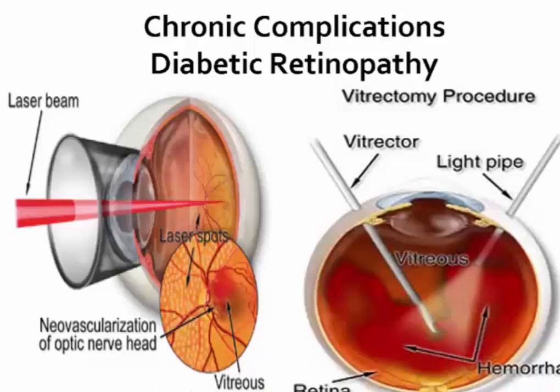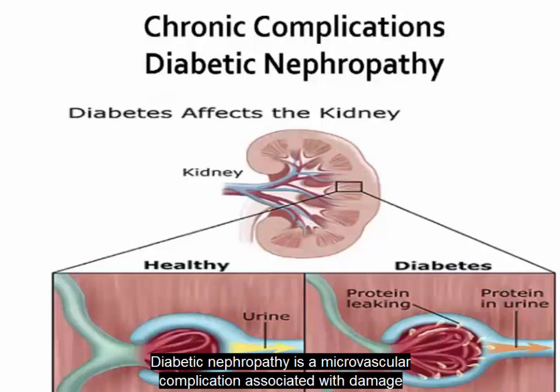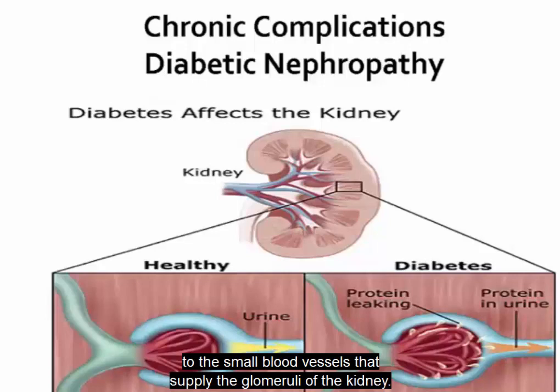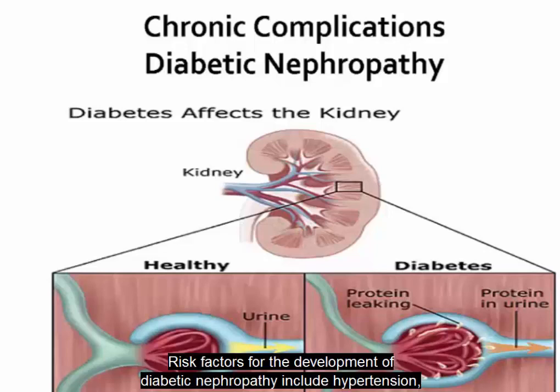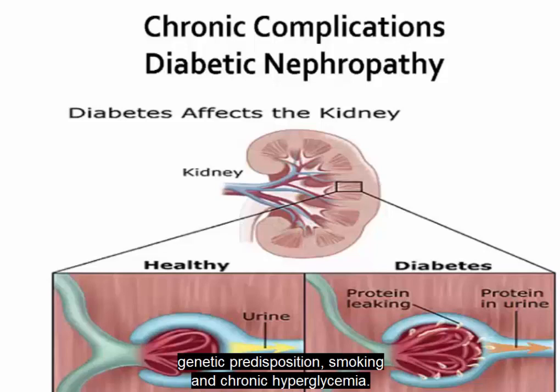the cornea. Diabetic nephropathy is a microvascular complication associated with damage to the small blood vessels that supply the glomeruli of the kidney. It is the leading cause of end-stage kidney disease in the U.S. Risk factors for the development of diabetic nephropathy include hypertension, genetic predisposition, smoking, and chronic hyperglycemia.